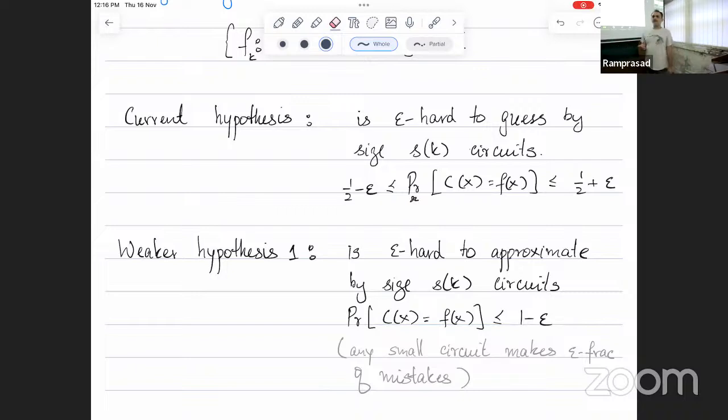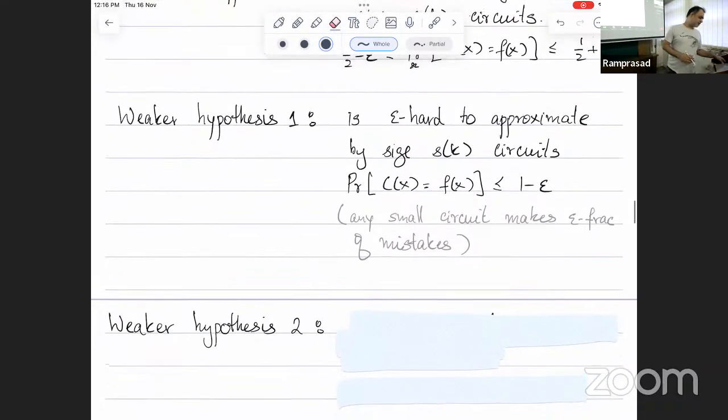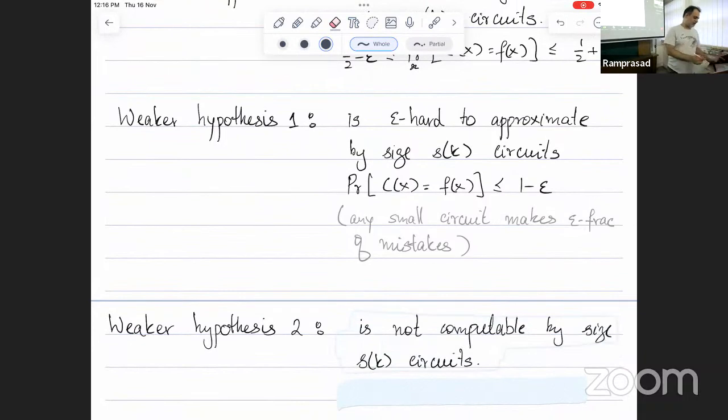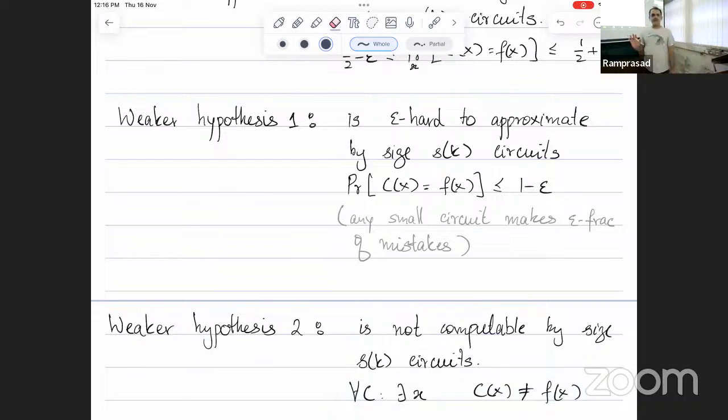But maybe you don't care about it. Maybe suppose I give you a function with only the guarantee that every circuit makes a mistake on, I don't know, 1% of the strings. Well, is this something that you can work with? Here is weaker hypothesis 2, which is the extreme version of this: all I want is that this function cannot be computed by circuits of this much size. By which I mean that for every circuit of small size that you pick, there is at least one input on which you are wrong. This is called a worst case hardness assumption.